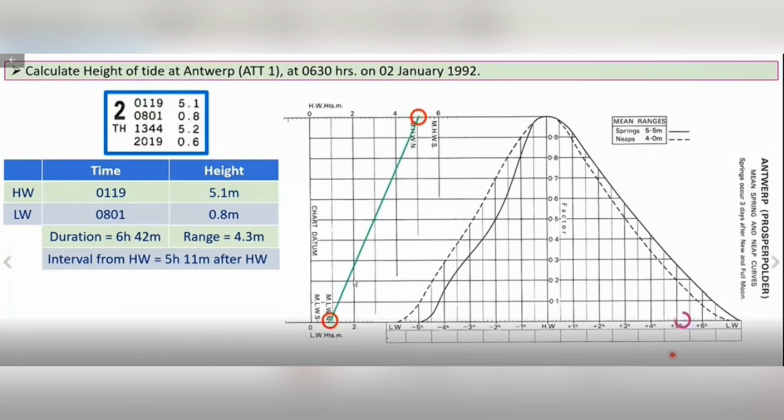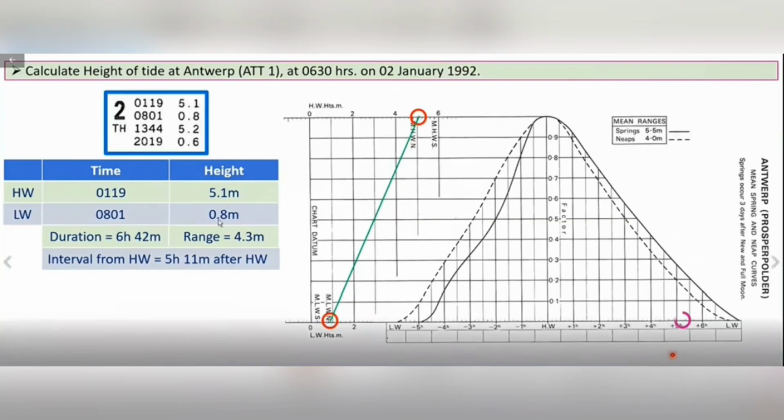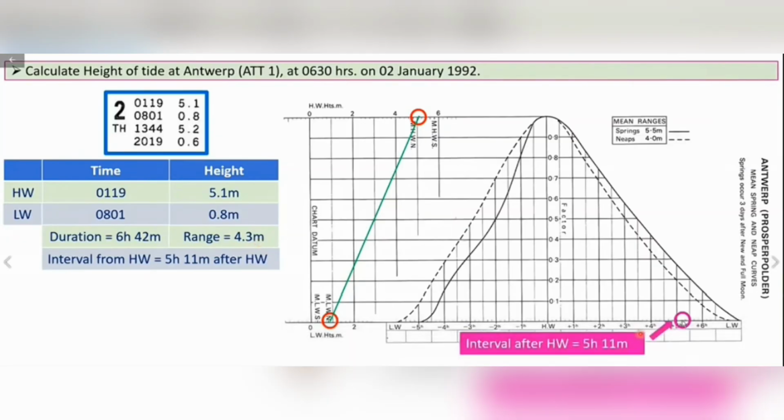So first we drew the interpolation line. At the bottom you see the low water height in meters, that is 0.8 meters. At the top you see the high water height, which is 5.1 meters. We joined them together to get this green line. Then 5 hours 11 minutes after high water. So you see we went to plus 5 hours and 11 minutes. From there we went up.